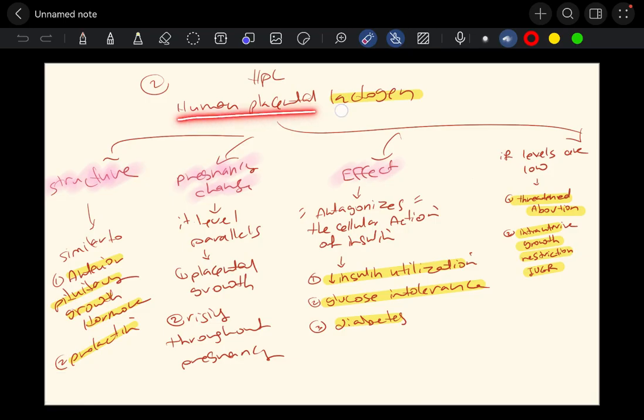Here we have hPL, human placental lactogen, which as a structure is similar to anterior pituitary growth hormone and prolactin. As a pregnancy change, its level parallels placental growth, rising throughout pregnancy. As an effect, it antagonizes the cellular action of insulin. As we know, insulin stores sugar, so if the action of insulin is low, we see glucose intolerance and diabetes. If the levels of hPL are low, threatened abortion and intrauterine growth restriction can be seen.